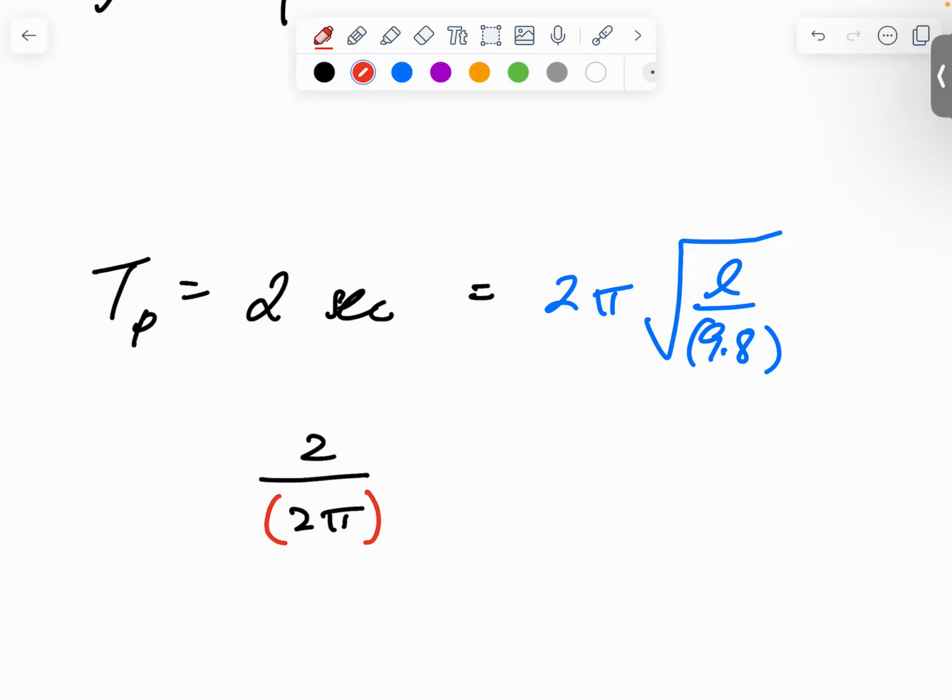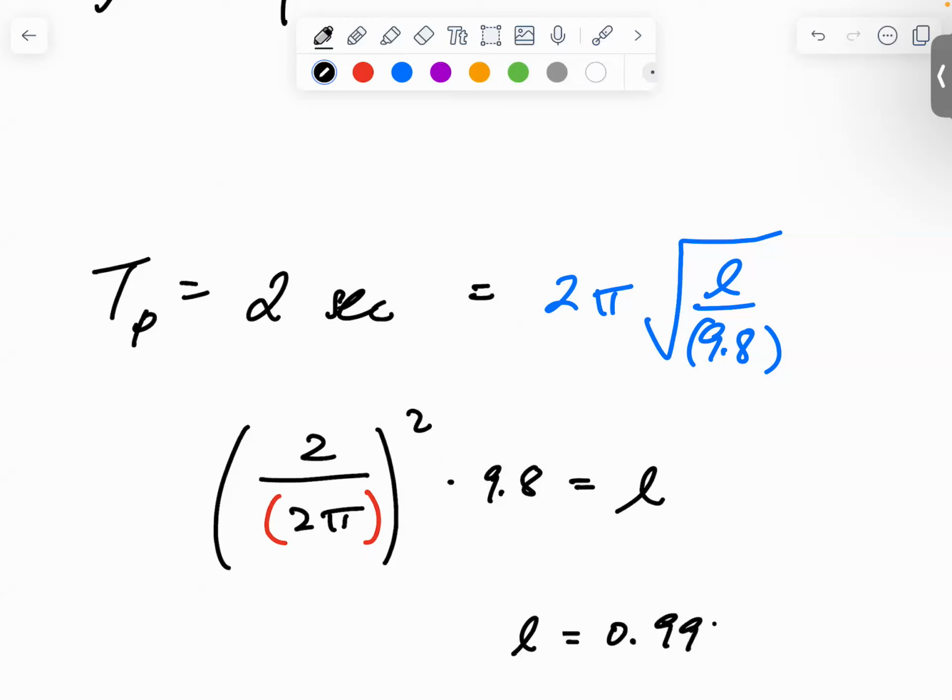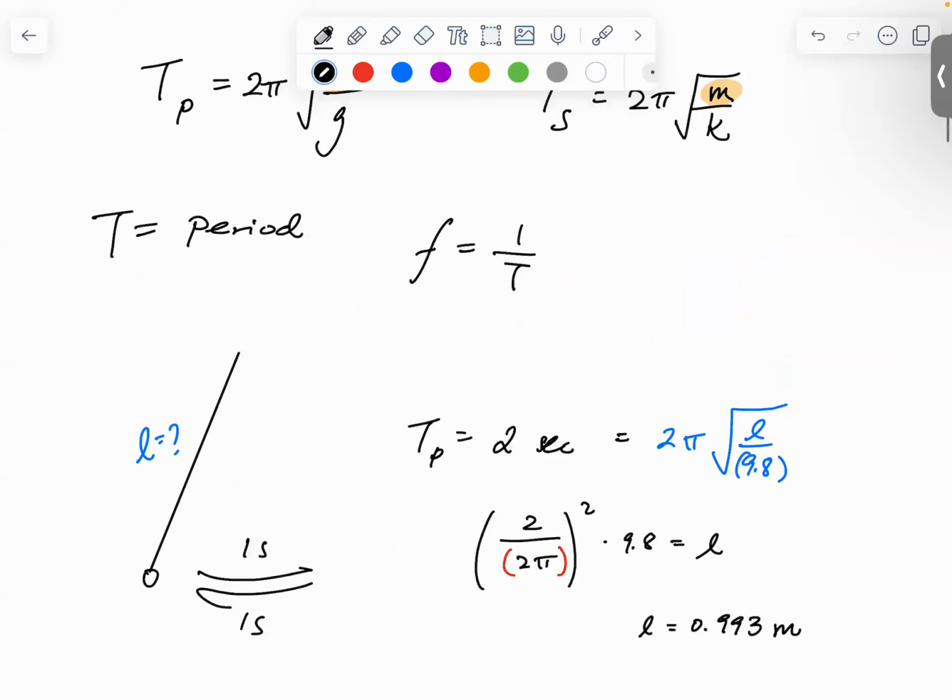So that's one reason I would suggest people simplify before you type into your calculator. So 1 over pi, and then you square it, and then times 9.8, and you should get the answer 0.993, and the unit is meters. Okay, cool. So far so good.